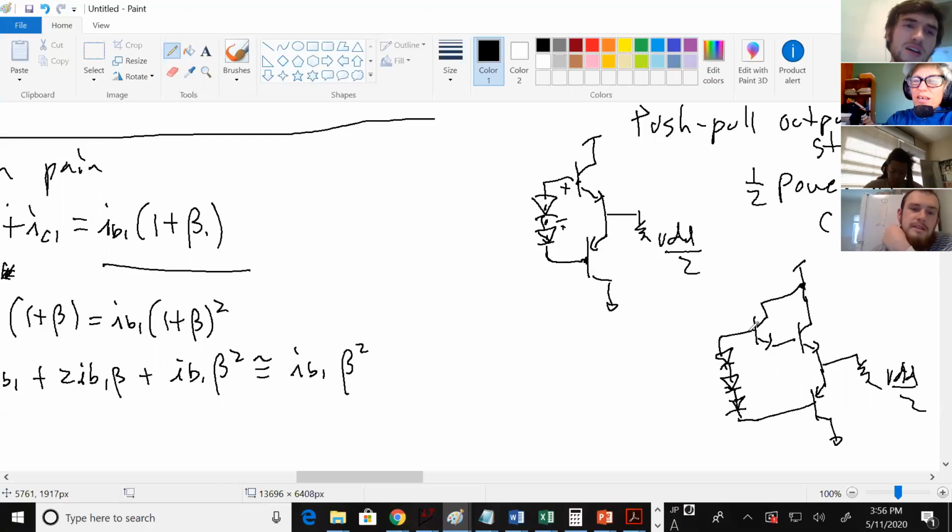Yes, because we didn't mention it, but the VBE on for a Darlington pair, both of those have to be on. So it needs one VBE on just to get this transistor on, and then it needs a second VBE on to get that transistor on. So actually the voltage to turn on a Darlington pair is twice that of a single transistor.